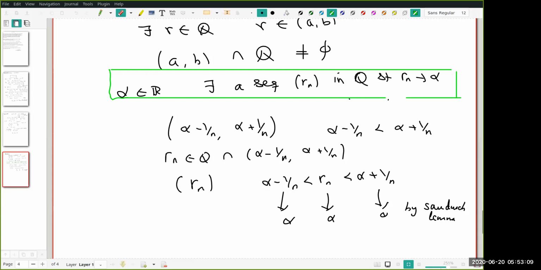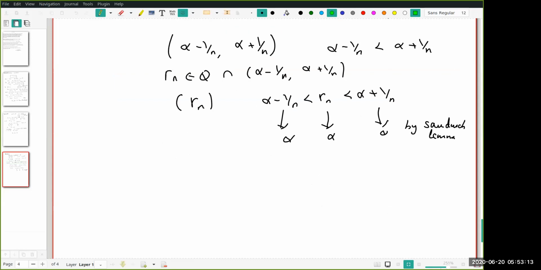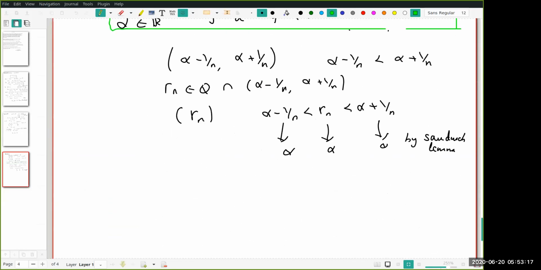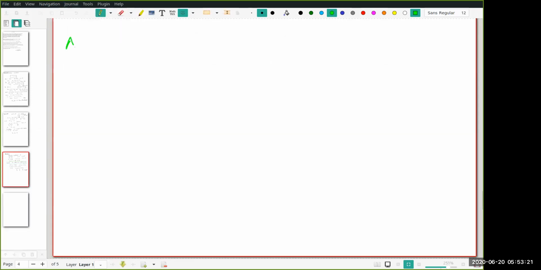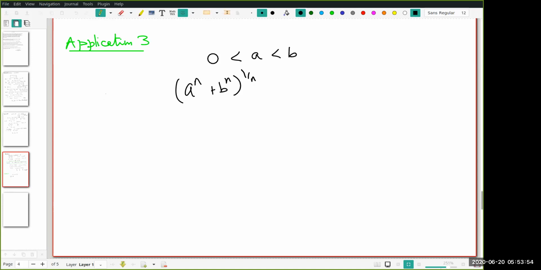Okay. Now let's go to the next application. The next application deals with the following. Suppose I have two positive real numbers such that A is less than or equal to B. Then I want to look at A power n plus B power n, and take its nth root, 1 by n. This is my sequence xn. So I have a new sequence like this. I want to know the limit of xn. Where does it converge to?